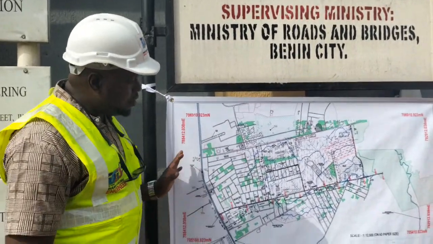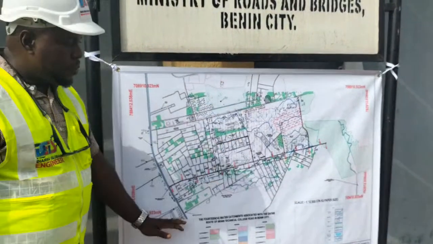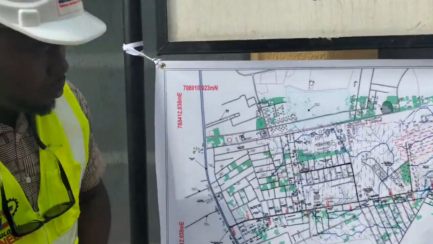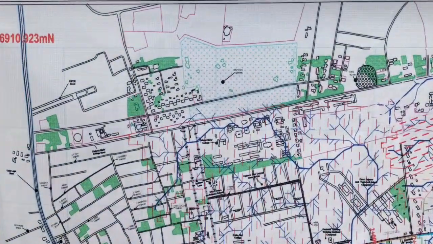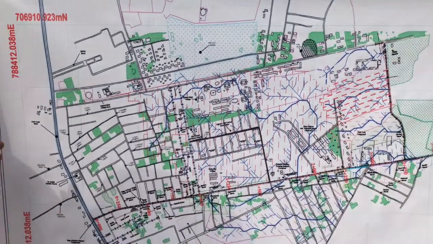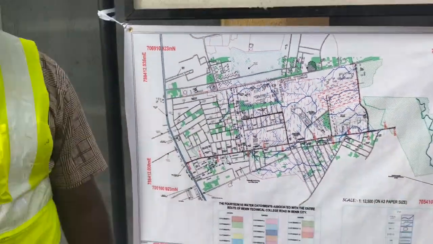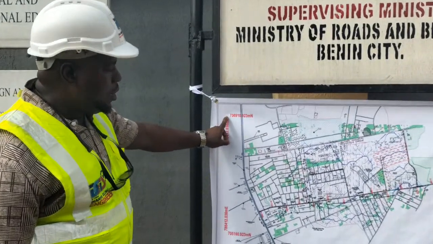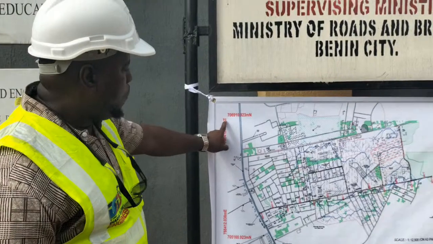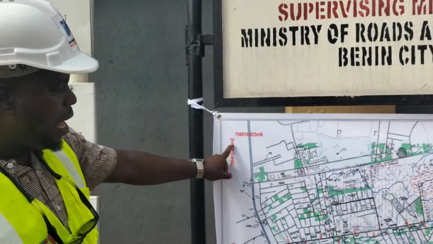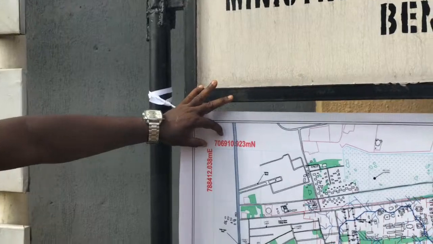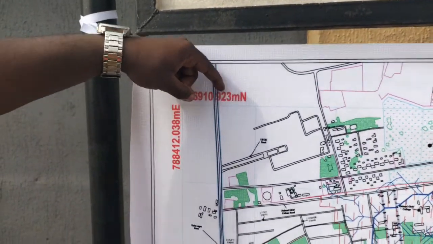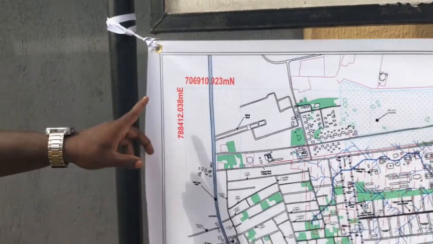Now, this is a map or a layout. You can call it a map if you want to, or you can also call it a layout. This is a layout showing the location of the project. Now, look at this. The top left corner has coordinates. Look at the coordinates. Northern and eastern. It is distributed round.